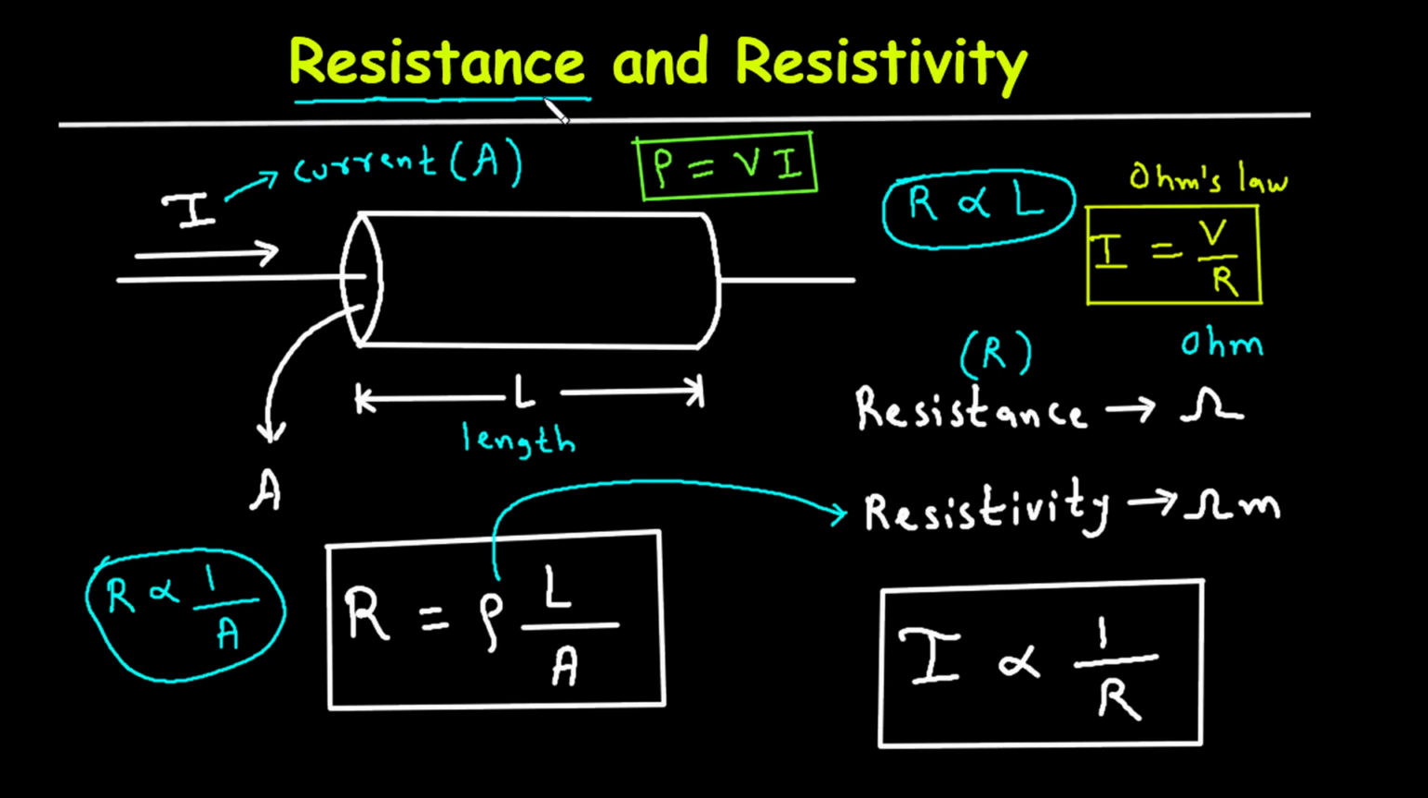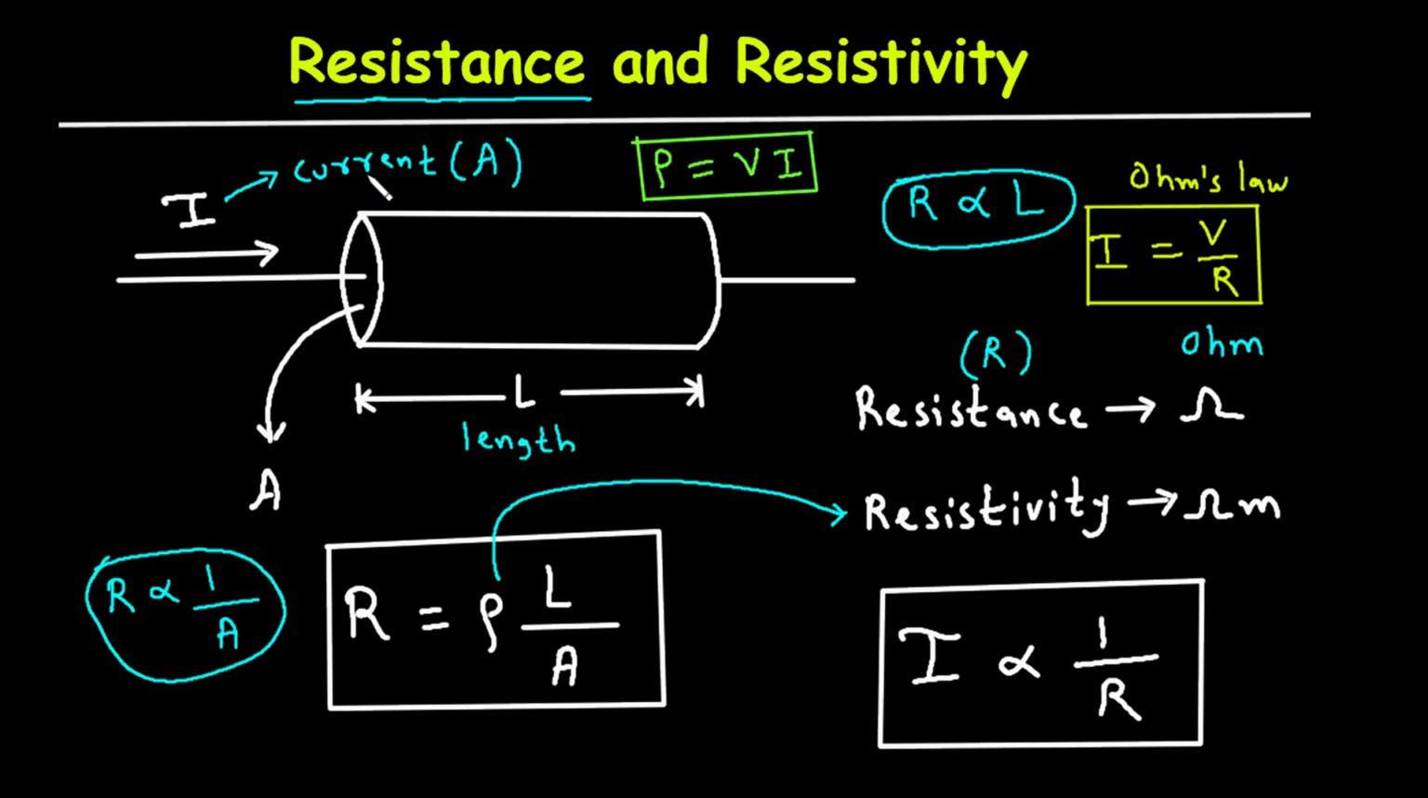In this tutorial, we will explore the concepts of resistance and resistivity in the context of electric circuits. These two properties are essential for understanding how electric current flows through materials. Let's break down these concepts step by step.